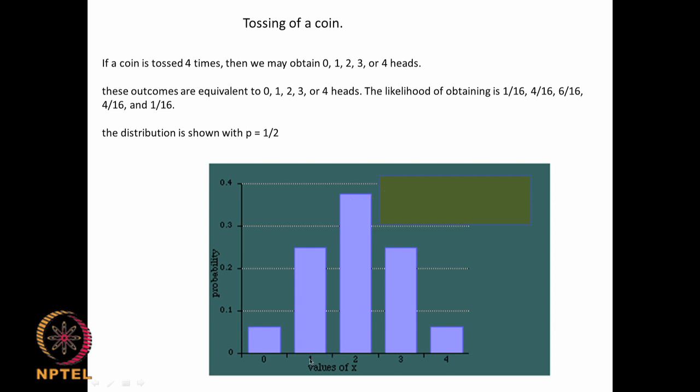And then getting 1 head and 3 tails, or getting 3 heads and 1 tail, are equally probable, which comes second. And then getting 0 heads or getting 4 heads again is less probable in this, but they are equal. So this is how the binomial distribution will look like. Now what is the formula for calculating this probability? Okay, let us show it in the next slide.